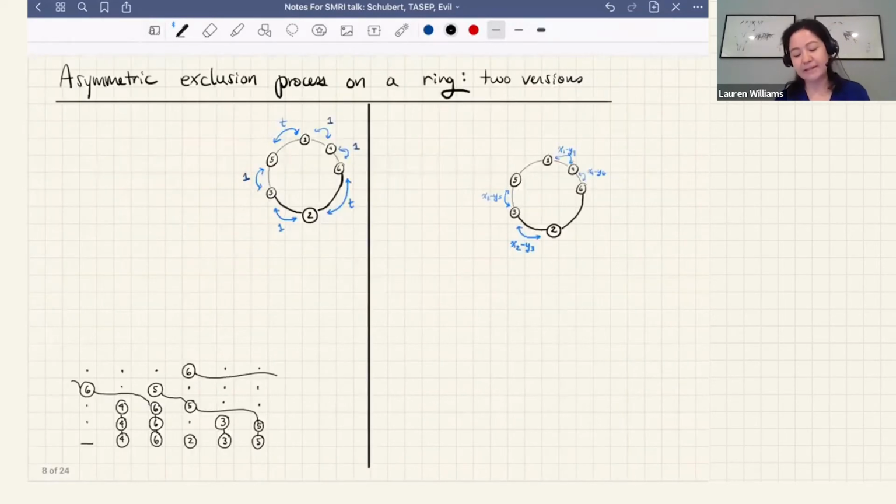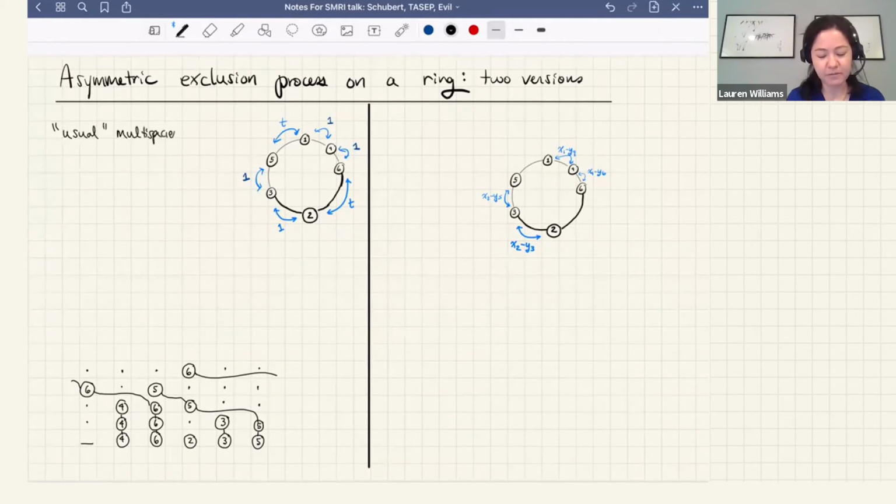Okay, and to broaden the picture a little bit more, I actually want to point out that there are several versions of the exclusion process on a ring, which have very interesting and somewhat parallel properties. So I've made this little chart here, and at the left is the model that I would refer to perhaps as the usual multi-species ASEP.